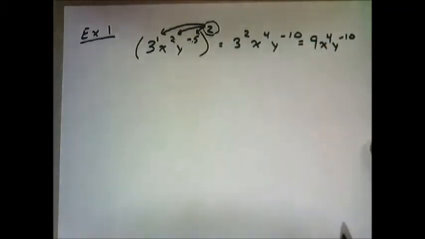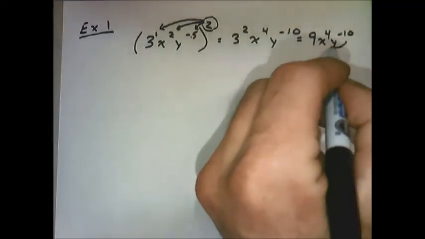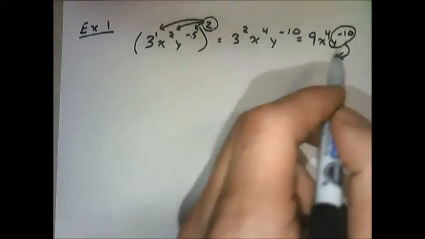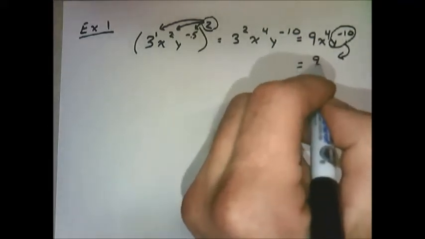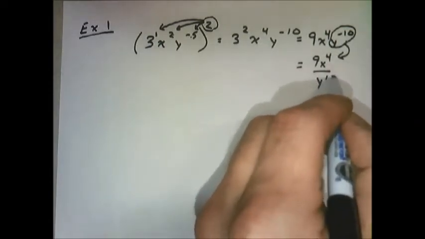Since we don't like negative exponents, they just don't look very nice, we're going to take that negative exponent and move it. Since it's on the top, we're going to take it to the bottom. So our final answer, nice and clean, is 9x to the 4th over y to the 10th.